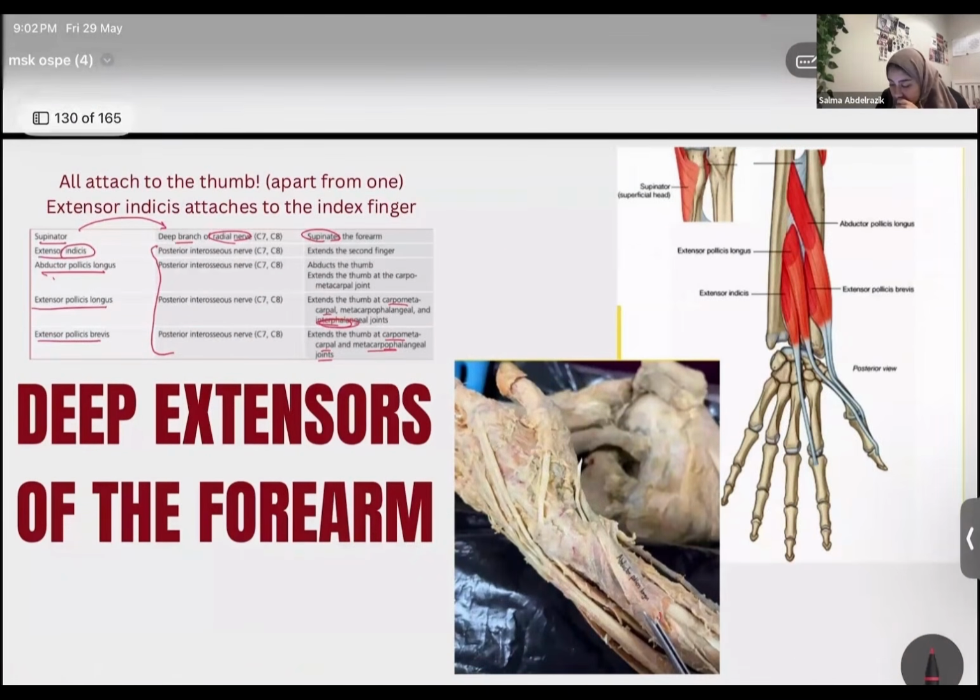Cool, cool. This is the abductor pollicis longus. It goes to here, it abducts. So if it pulls that way, the finger will go that way, so it's abducted. Okay, and there are just some things. Extensor pollicis brevis is the small one.